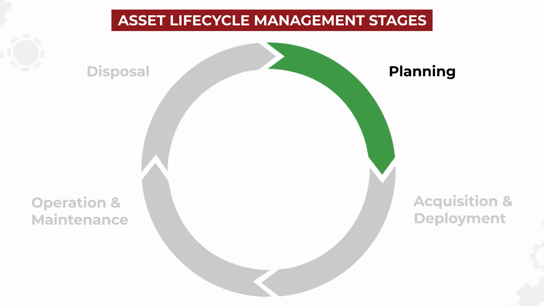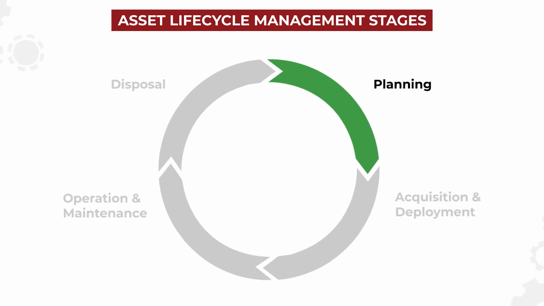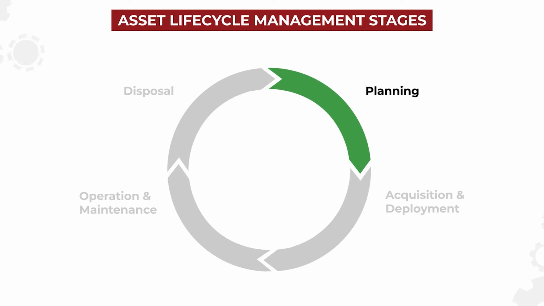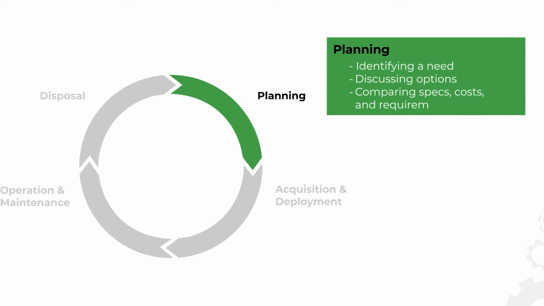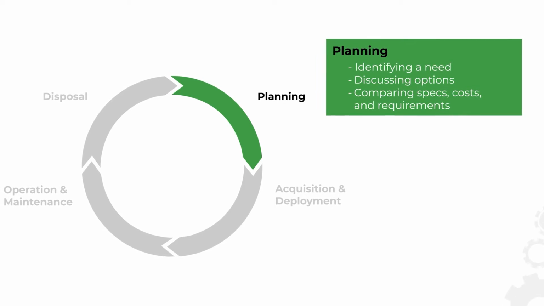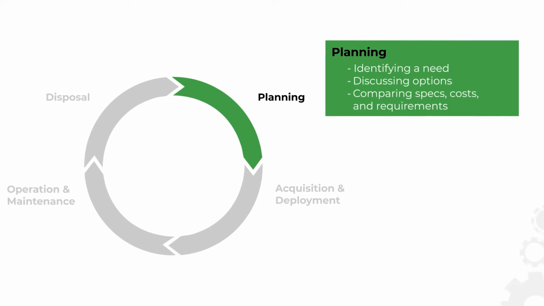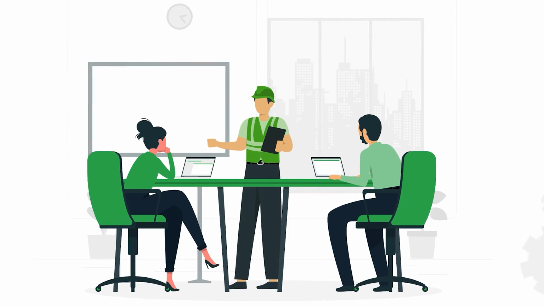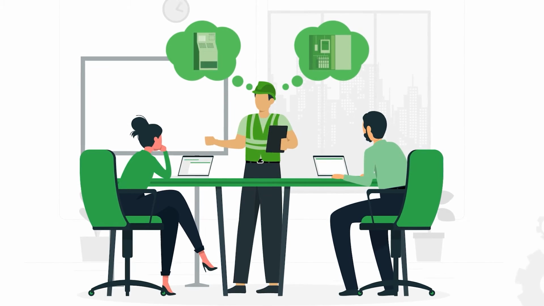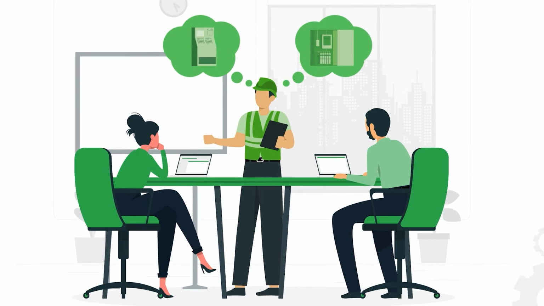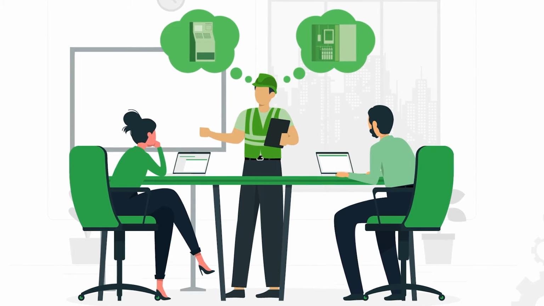The first stage, planning, is when an organization determines the need for a new asset. Organizations may need a new asset to replace outdated equipment, improve productivity, or meet updated environmental goals or regulations. This stage involves extensive research from internal stakeholders on what the organization needs in a new asset, as well as research on the options available on the market that may best fill the need.